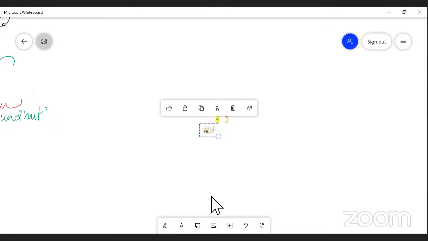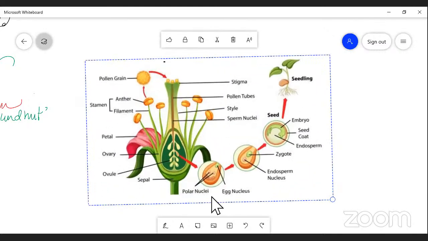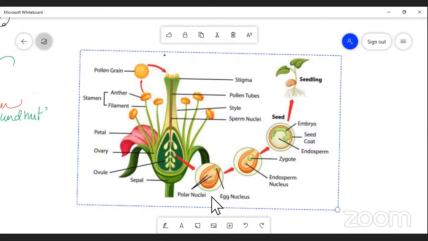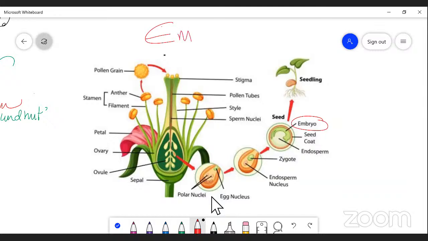Once again, I'd like to show you where the embryo is present. It is the structure where you find it. I'm talking about the embryo. I'm going to show you the embryo developmental stage.